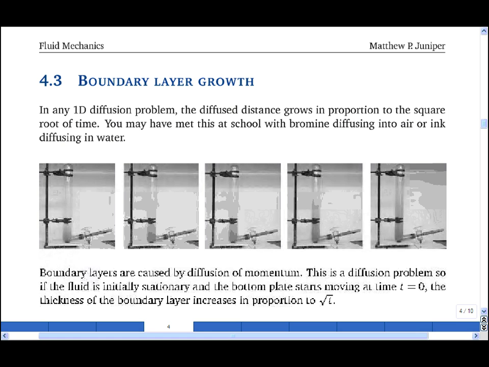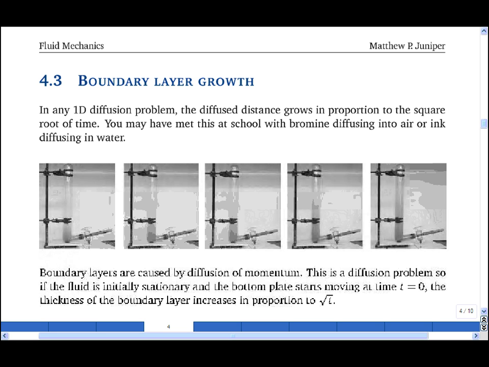In any one-dimensional random walk or one-dimensional diffusion problem, the diffused distance grows in proportion to the square root of the number of steps. The number of steps is usually proportional to time, so that means that the diffused distance grows in proportion to the square root of time.